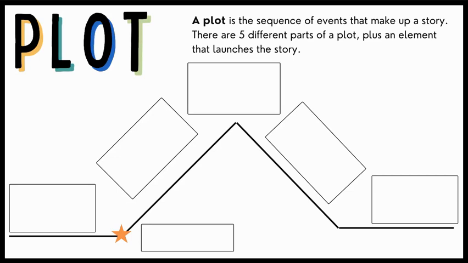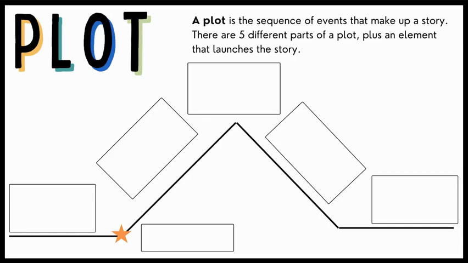A plot is the sequence of events that make up a story. Or in other words, it's everything that happens in a story that makes up all the exciting parts. There are 5 different parts of a plot. You will see 5 different boxes on the top of this mountain structure. There's one little box on the bottom next to a star, and that's an extra element of plot that helps our story out. We'll talk about why that one's so important.